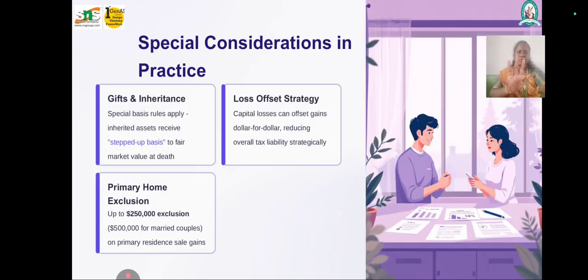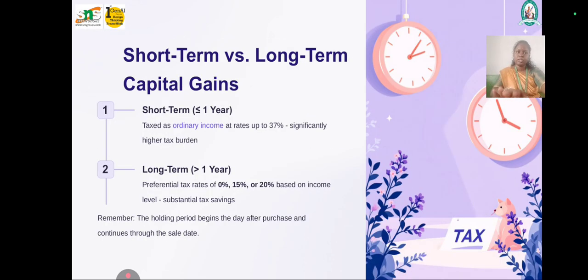So before computing the capital gain, kindly consider these 3 points, which are essential. Also take care of your short term and long term gains.